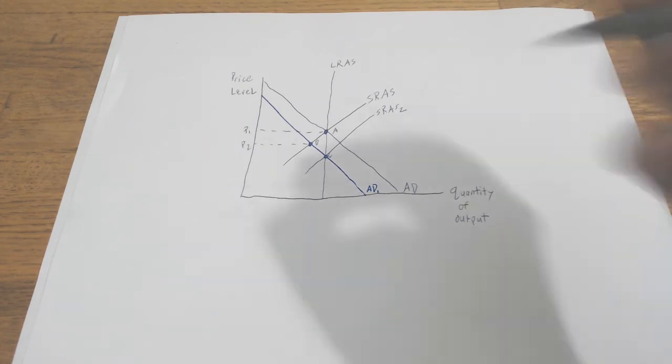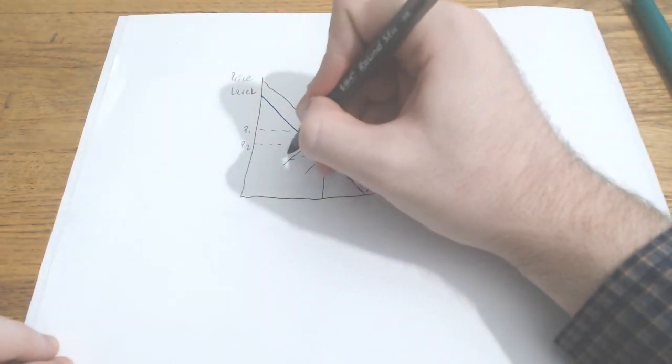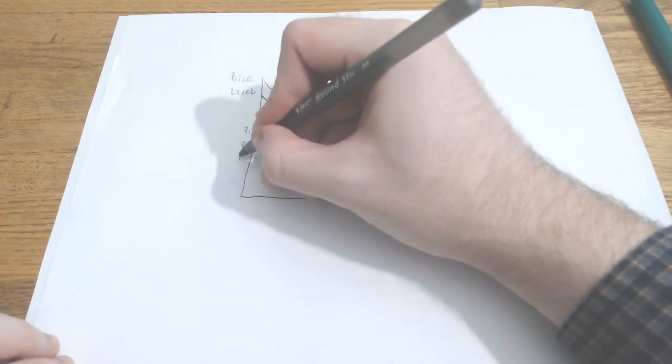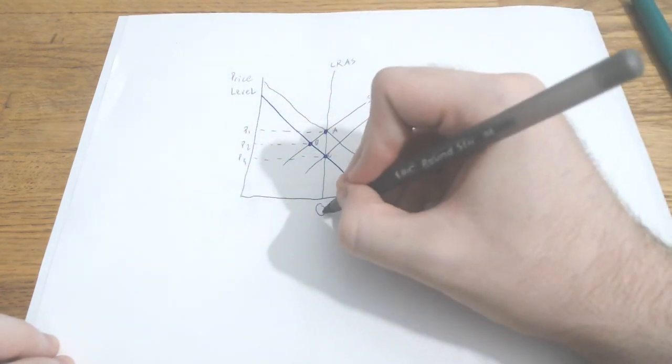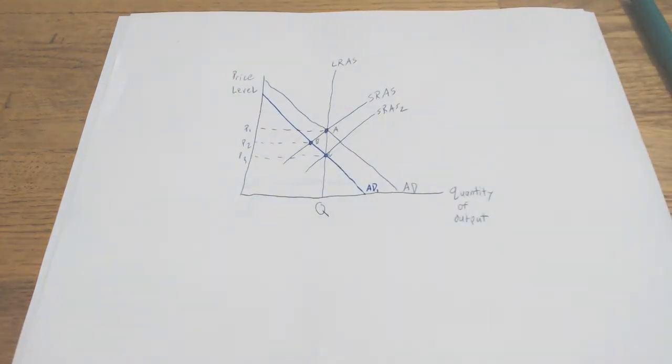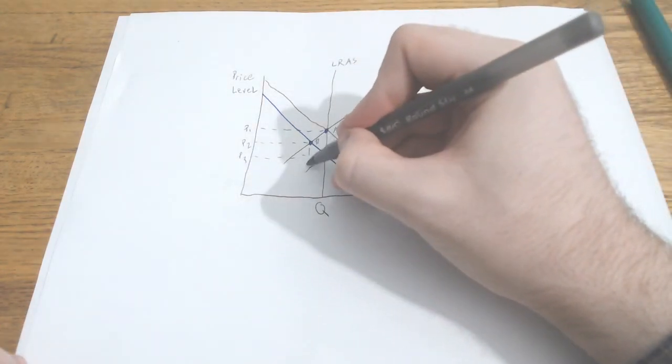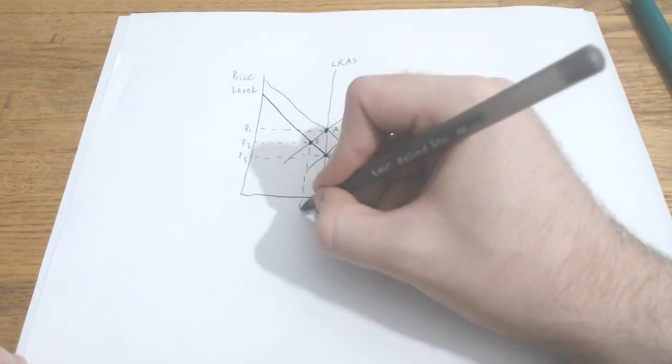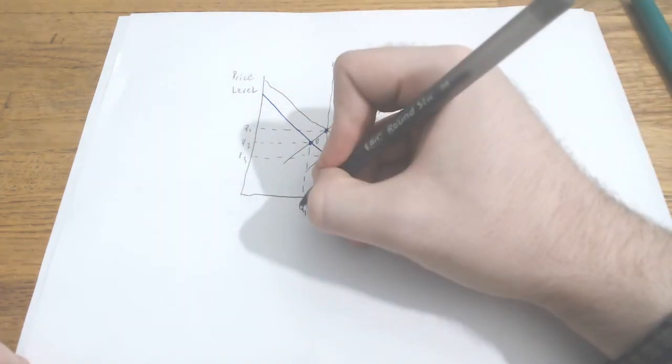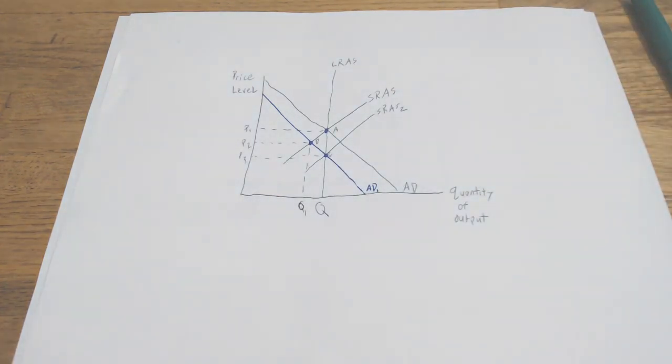Now we're at point C. And at point C, what happened? We have P3, and we're still at the natural quantity. So now price has just decreased in the long run. In the short run, however, we temporarily had less production. We had a contraction. Our quantity was smaller than before. We were producing less. This would be a recession. However, this is assuming that aggregate demand doesn't change.